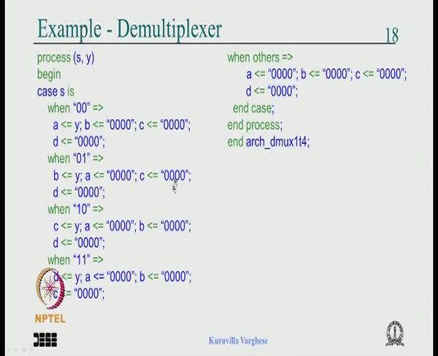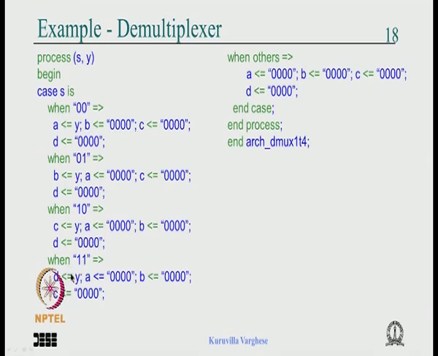So we have seen this code. Since the select line and Y are the inputs, we write them in the sensitivity list, and process (S, Y) begin. The ideal, the best syntax for it is case, because there is no priority, and for all the select line values we get the various outputs. So that is what case S is. When 00, A gets Y, all others get 0. 01, B gets Y, all others get 0. When 10, C gets Y and others get 0.